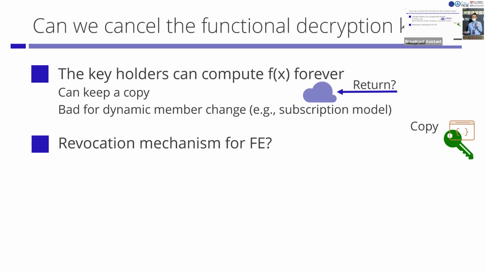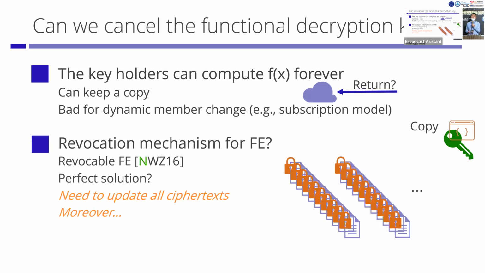In cryptography, we can implement a revocation mechanism in some settings, and in particular, we have revocable FE. Right? It's done? The answer is no, because it is not a perfect solution. We need to update all ciphertexts to revoke a functional decryption key in revocable FE. We encrypt huge data today, so it is very inefficient to update all ciphertexts. Even if we accept the inefficiency, there is still a fundamental problem.